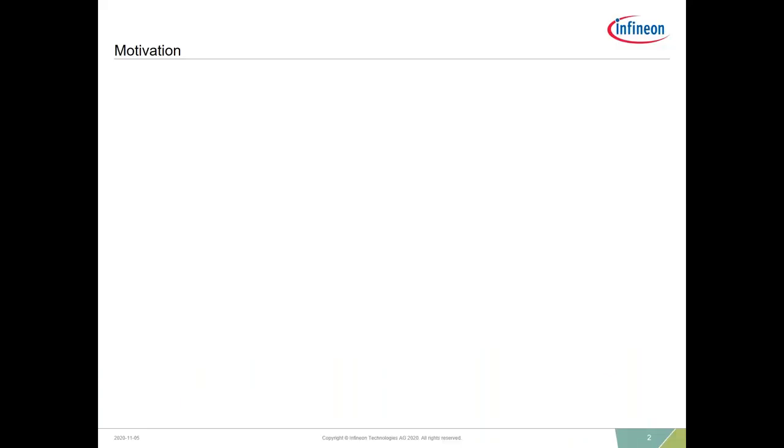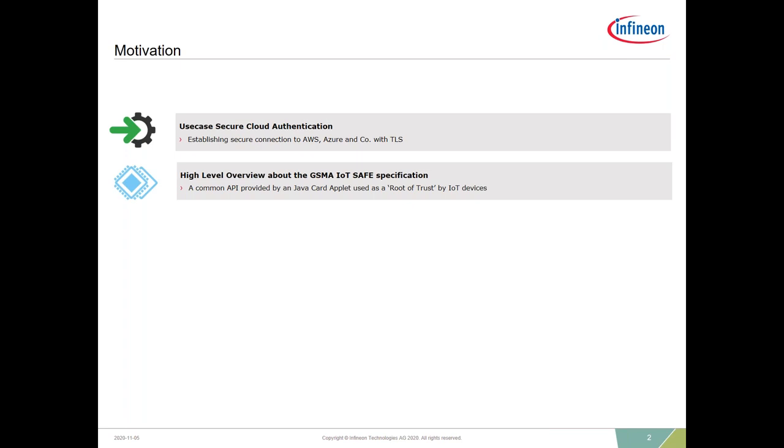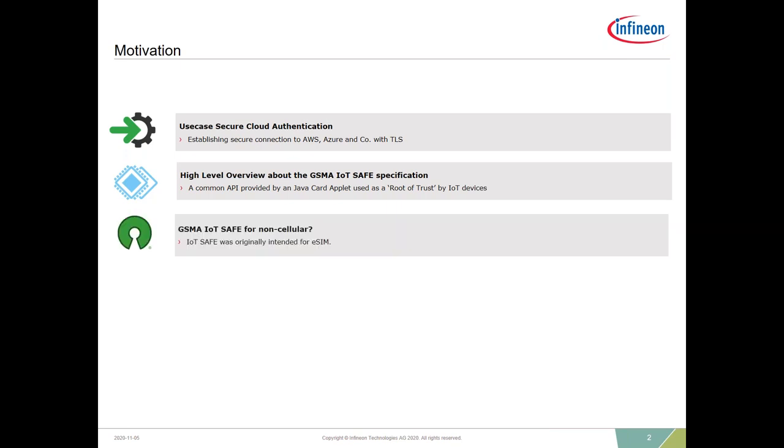So I clustered the presentation into five different segments. I start with a very high-level description of the use case, secure cloud authentication, so establishing a secure connection between an IoT device and the cloud service providers, namely AWS, Azure, and co, using the TLS protocol. Then I would like to give a really high-level overview of what the GSMA IoT SAFE specification is about, which provides a common API provided by a Java Card applet used as a root of trust by IoT devices.